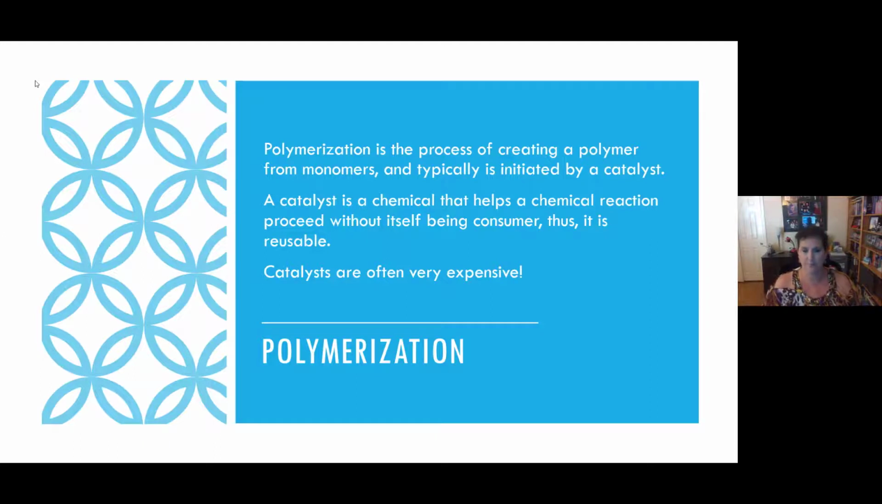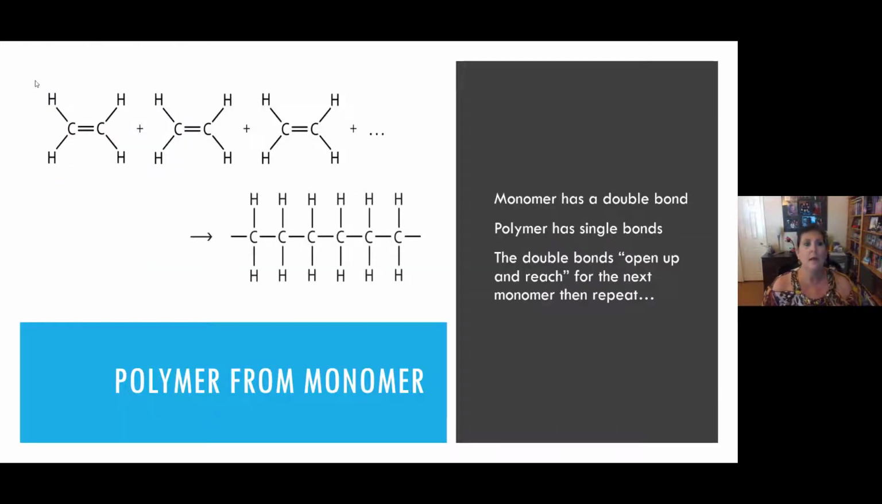Here is a monomer at the top of the screen. We have a carbon single bonded to 2 hydrogens, then a double bond to another carbon single bonded to 2 hydrogens. That is the monomer. Monomers have double bonds. I have 3 separate monomers up at the top.